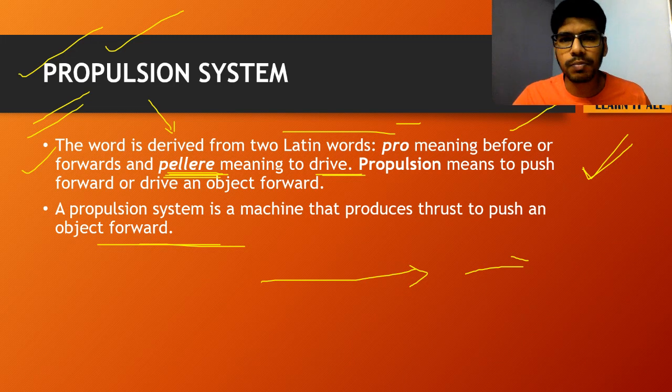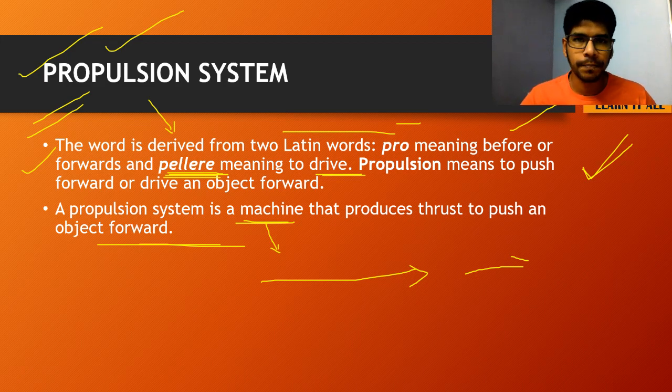So what do you mean by this propulsion system? It is nothing but a machine. If you want to know the meaning of machine, better watch the Three Idiots movie. The American has actually given a really good definition of the word machine. A propulsion system is a machine that produces thrust to push an object forward. So this is the meaning of the propulsion system, or the word propeller, or the word propulsion. Since we are familiar with the meaning of the terms, we'll get into the deeper concepts.